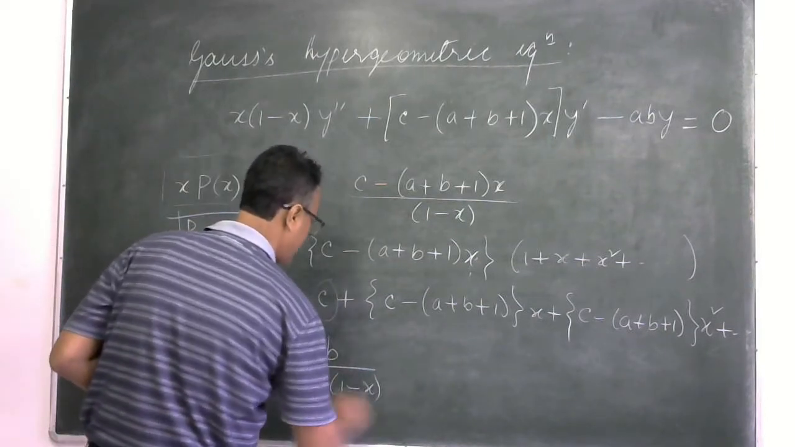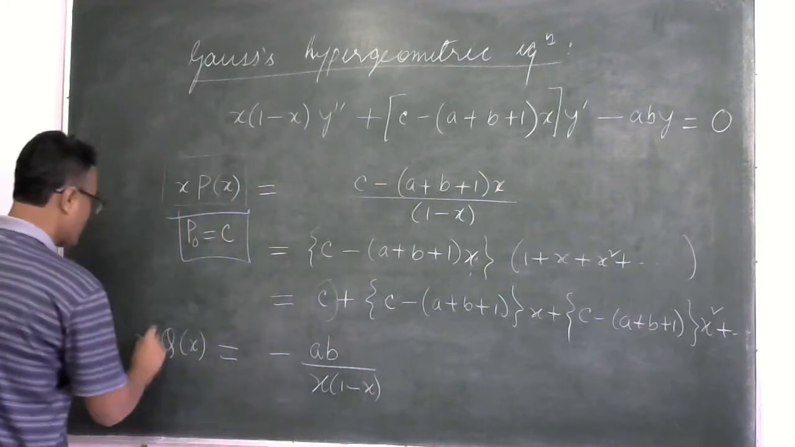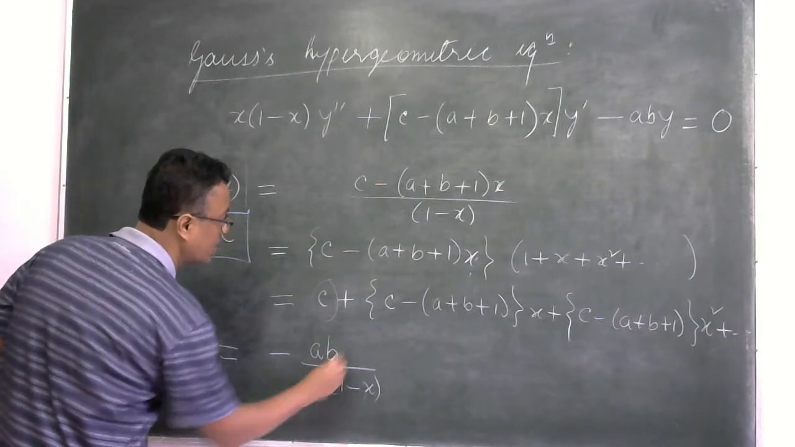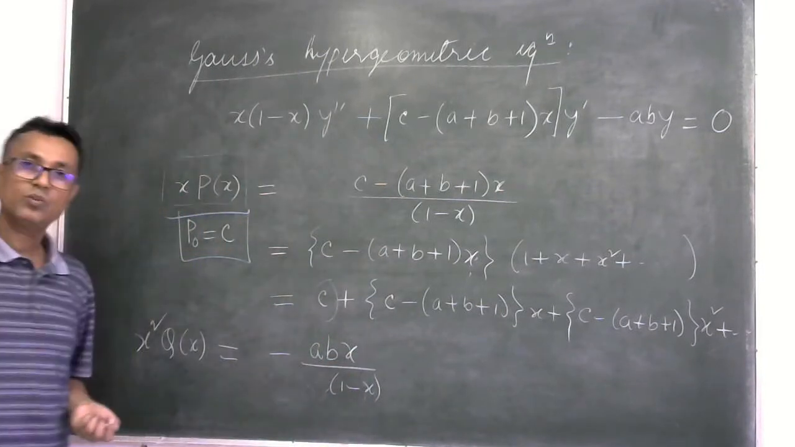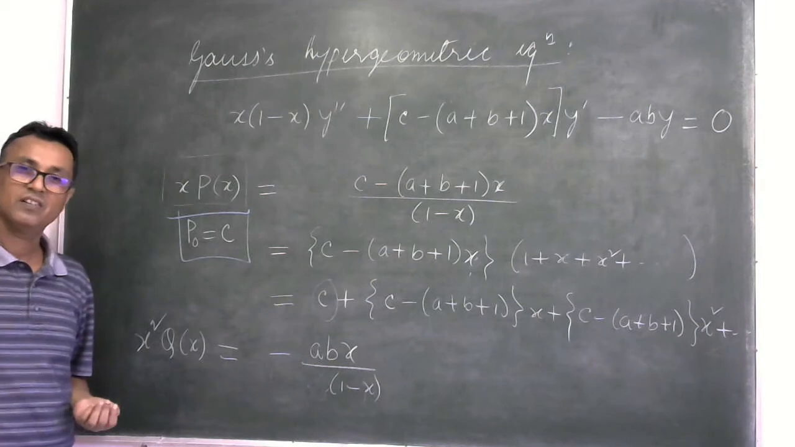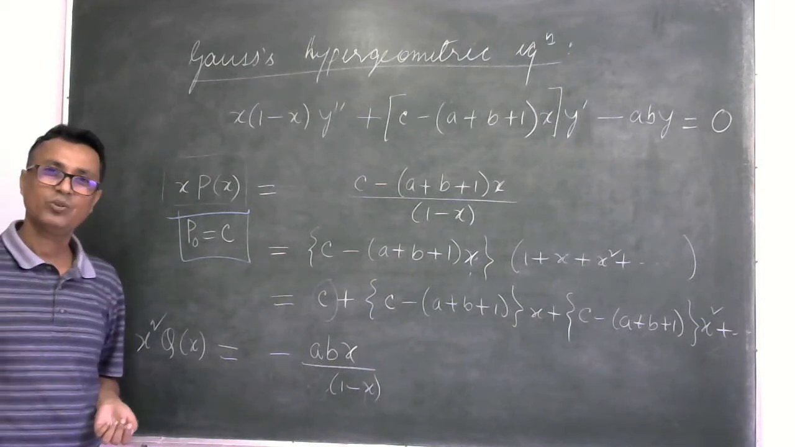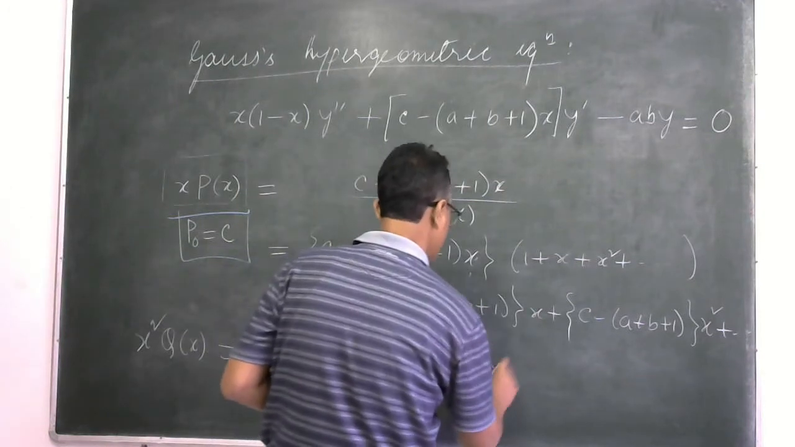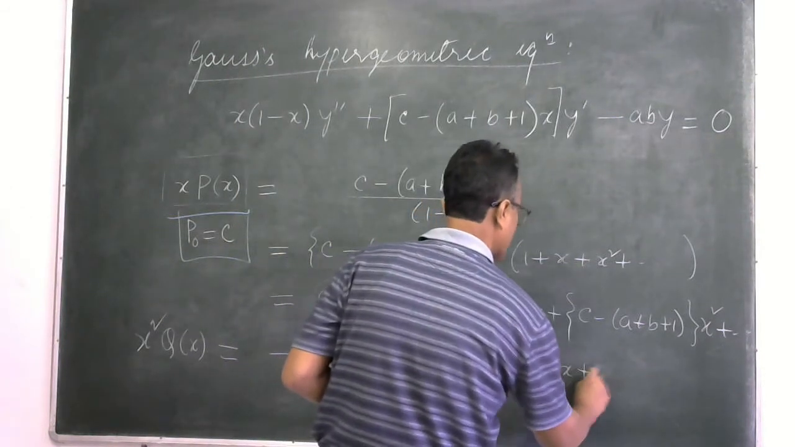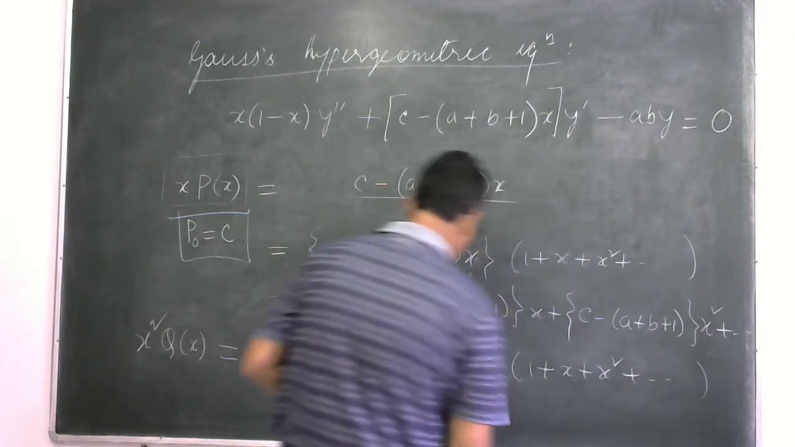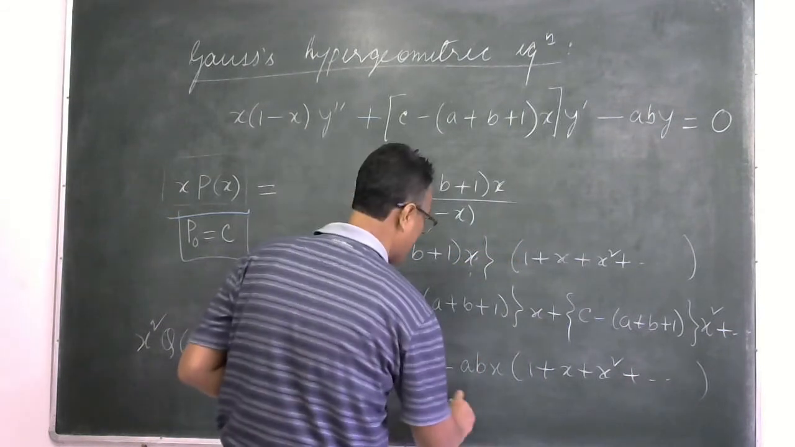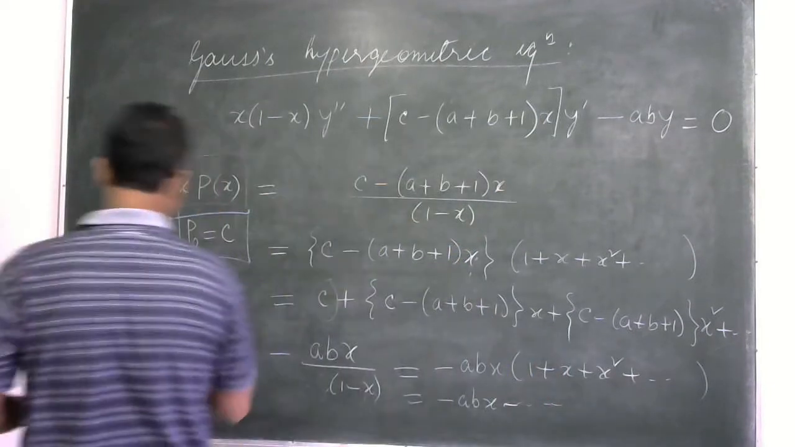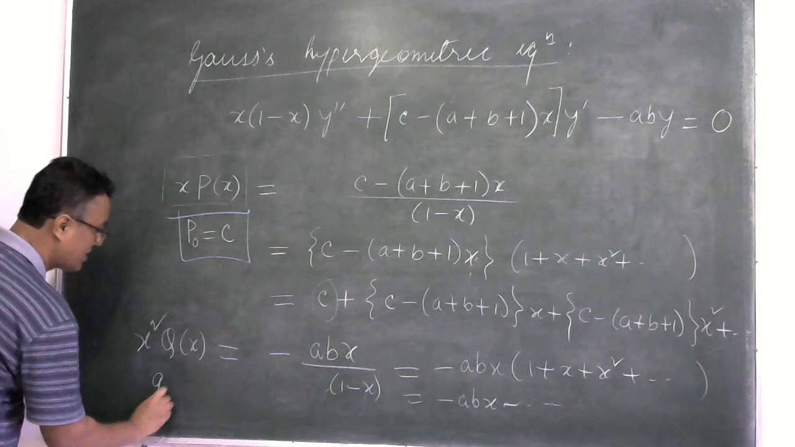So that means x squared qx is simply going to be abx into this. Is it okay with everybody? Fine. So this is minus abx, and again 1 plus x squared, etc. And from here you will see that the constant term is absent here. So basically what I am getting is q naught equal to 0.